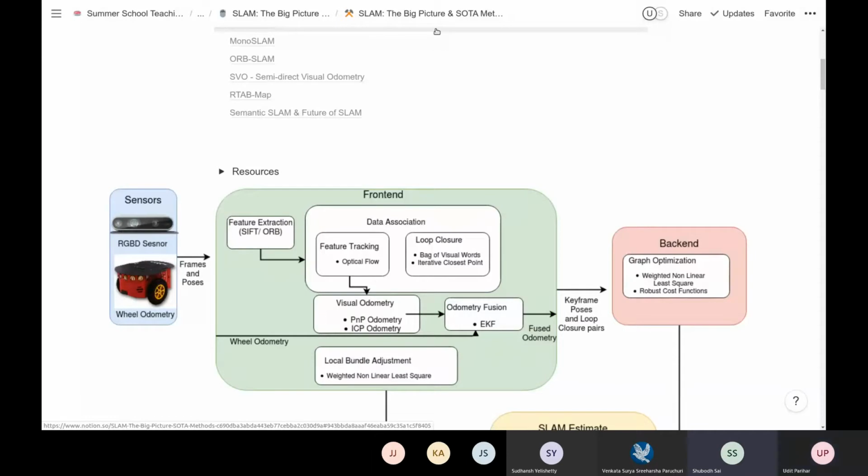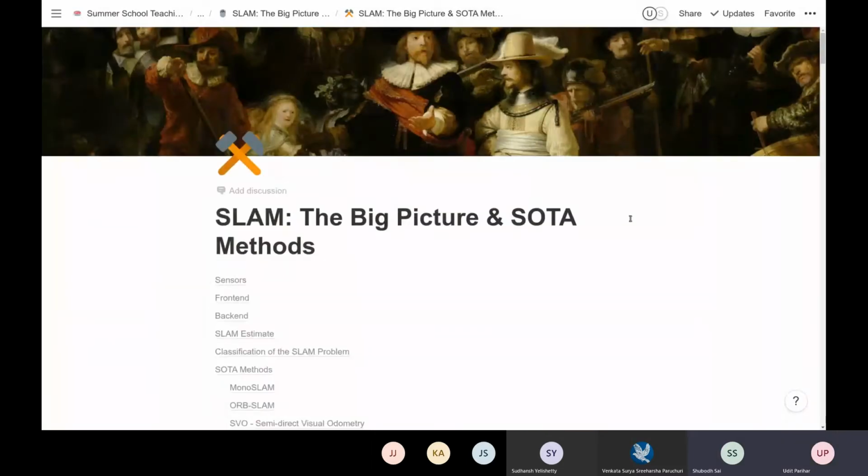Yeah, Udit, you can start. Udit, have you started? Your voice is not audible. No, I have not. Okay, so should I go ahead? Okay. How many members are there? You can start. Okay.